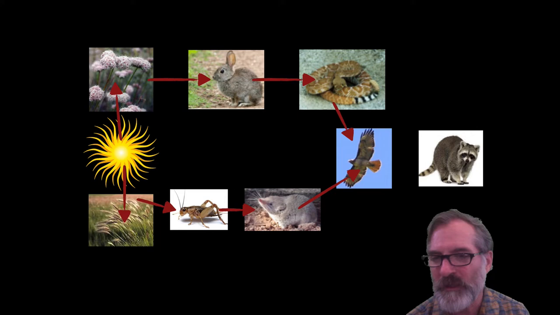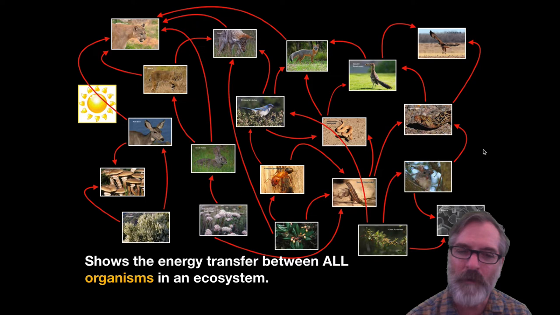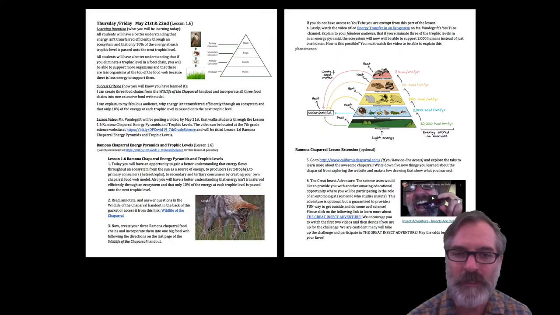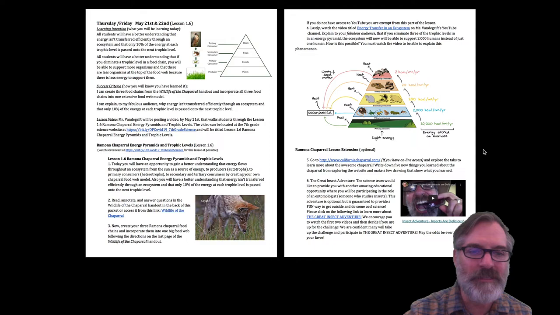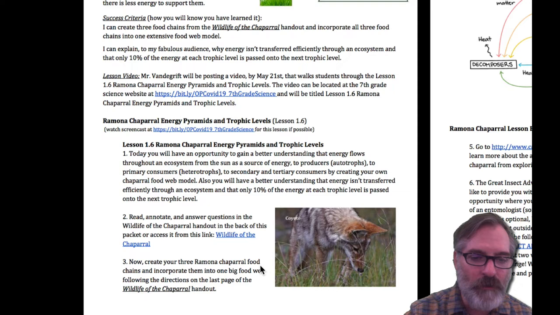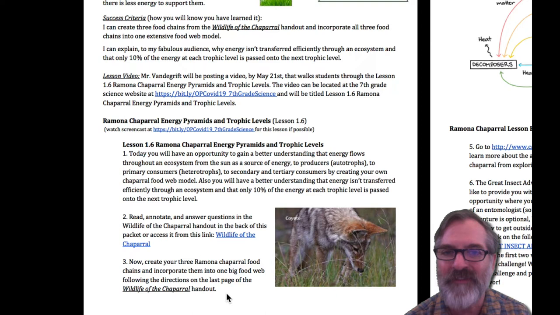This is a little more complex. But again, remember, it shows the energy transfer between all organisms in an ecosystem. Again, this is the Chaparral ecosystem. So if you take a look at our lesson plans here, we've come down here. Now it says here, now create three Ramona Chaparral food chains and incorporate them into a big food web using your handout. So that's on your handout. You should go ahead and pause the video and do that now if you haven't done that already.